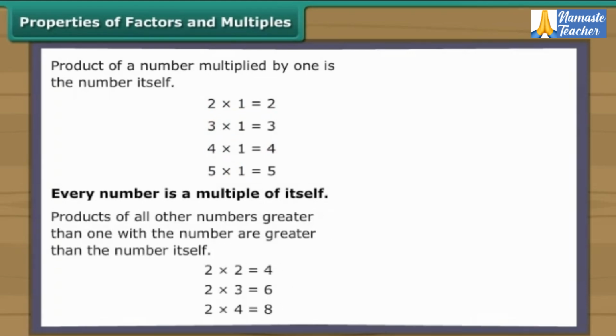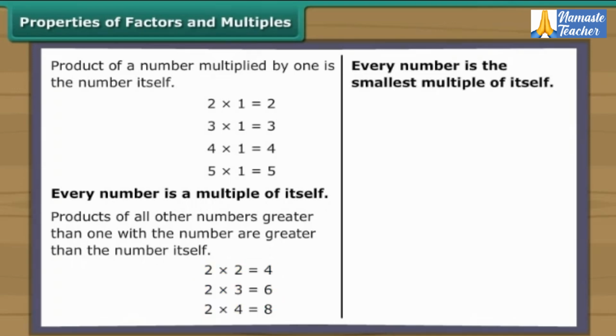Products of all other numbers greater than 1 with the number are greater than the number itself. For example, 2 into 2 is equal to 4. 2 into 3 is equal to 6. 2 into 4 is equal to 8. Therefore, every number is the smallest multiple of itself.